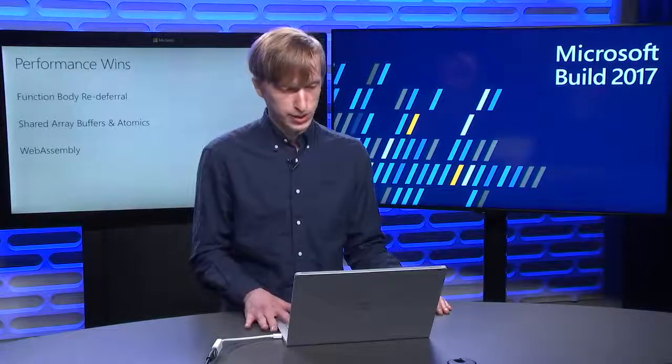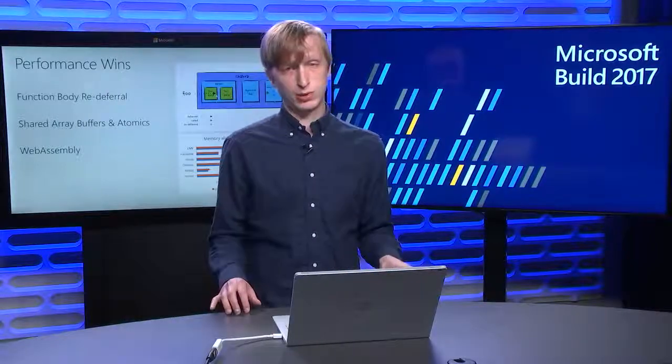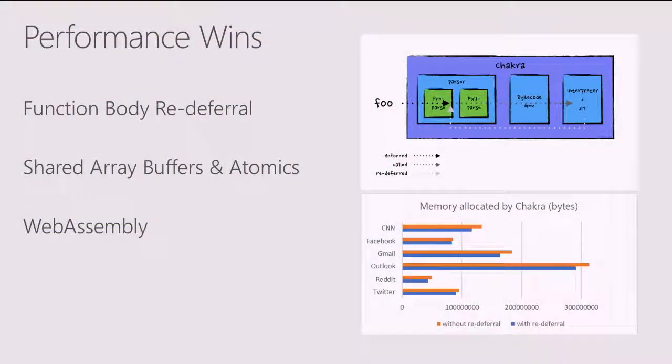But one of the optimizations that I think is really cool that I want to talk about is function body redeferral. So this is not a CPU optimization. This is a memory optimization. And what this does is it teaches the ChakraCore engine to detect when a function is likely not to be called again. And in that case, we can throw away a bunch of memory that we just don't need to keep around anymore. And it turns out this saves a bunch of memory on real-world sites. So this is not something that you need to do as a developer to take advantage of. This is just ChakraCore saving memory when we don't need to use memory.